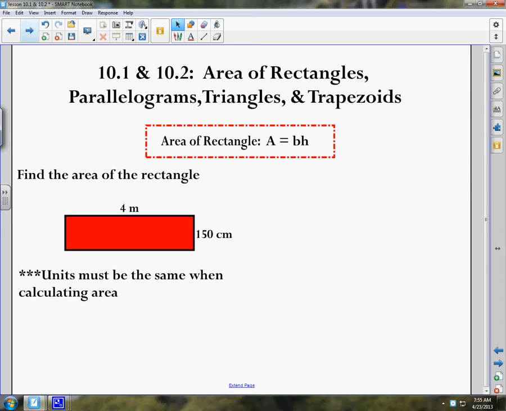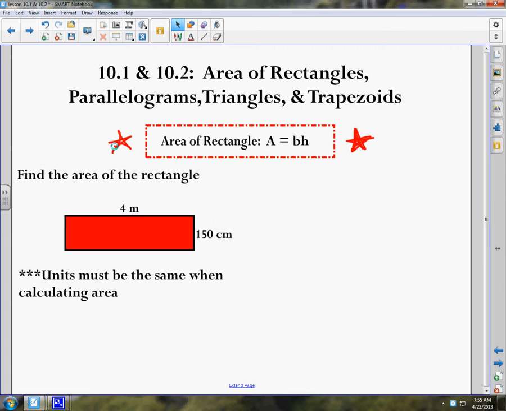All of the formulas are going to be in these red dotted boxes. So I want you to make sure you have this written down. Area of a rectangle is base times height. Very simple. It says find the area of the rectangle. It's 4 meters by 150 centimeters. Units must be the same when calculating area.